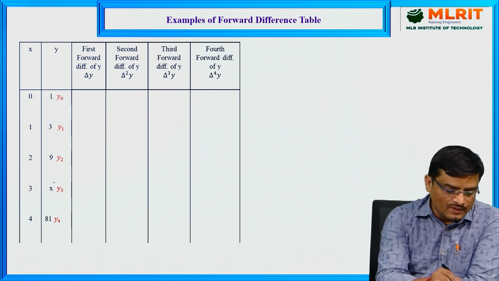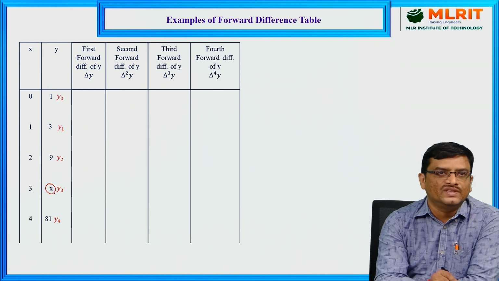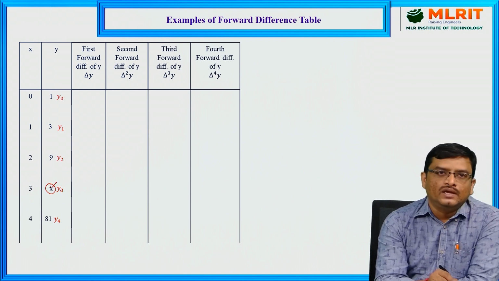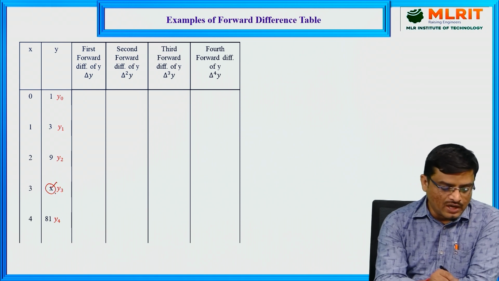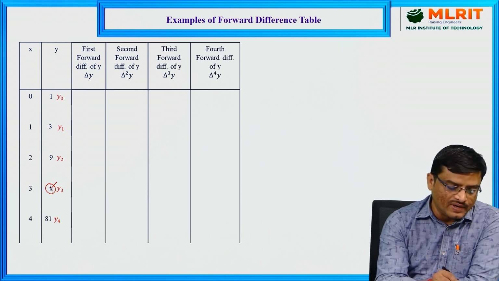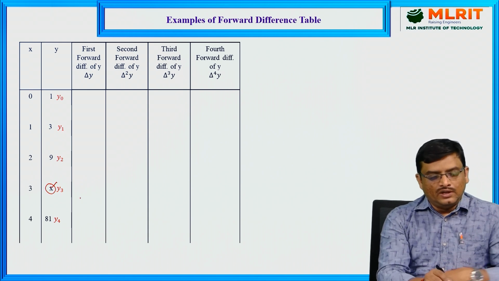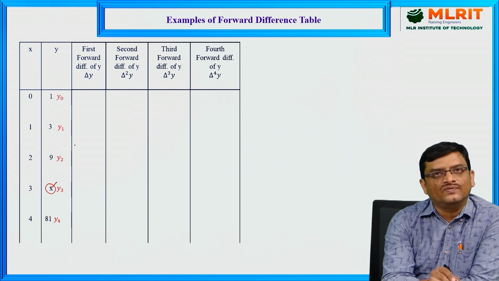Whatever the missing term you have in the problem, I have replaced that missing term with x, or we can take any alphabet. You can take a or b, or you can take anything. So I have represented that missing term as x here. Similarly, in the previous slide we have seen how to construct this difference table.